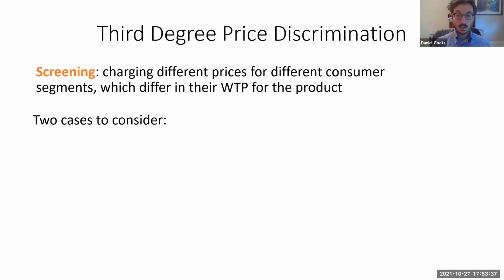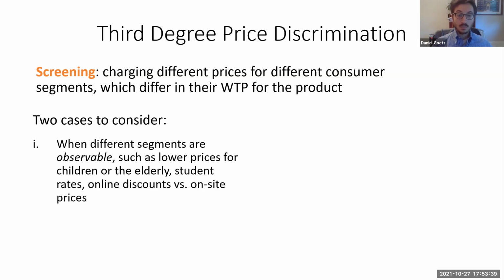There's two cases to consider though. When those segments are observable, like lower prices for children or for the elderly or for student rates, you can also think about online discounts versus on-site prices. So these are segments like your age and what channel you're using to buy the product that are observable. I can see if you're accessing through your computer versus coming to me to buy it in person, and I can see if you're old based on your ID.